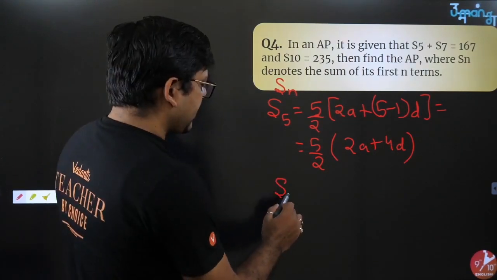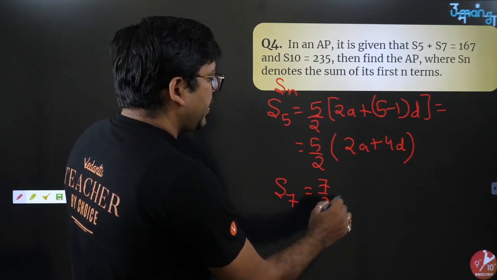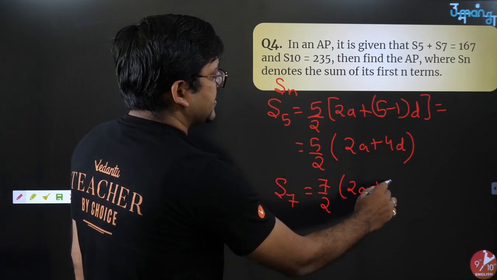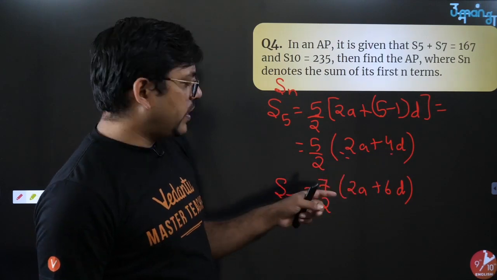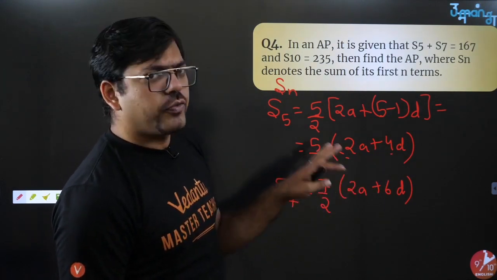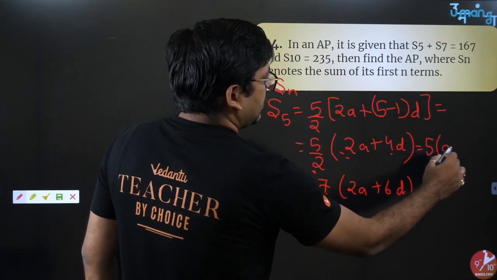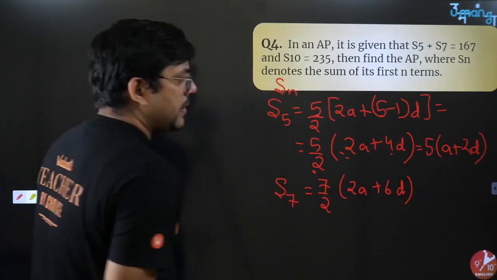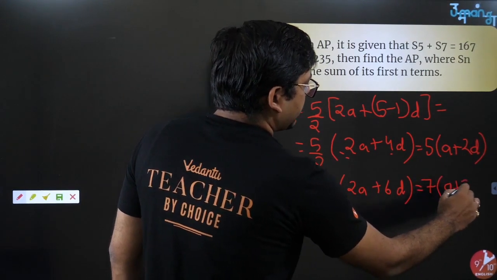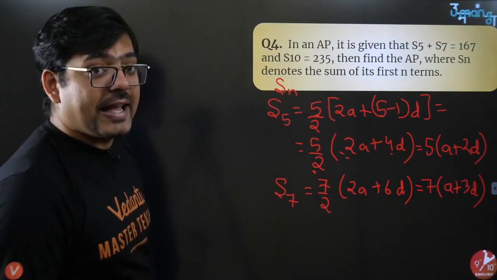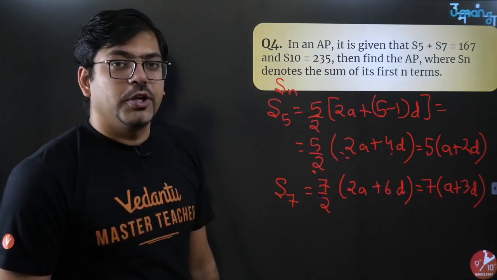Similarly, you can write S7 the same way. That is 7 by 2 into (2a plus (n minus 1)d), that is 6d. If you want, you can further simplify it. You can take 2 common, and that will be cancelled by this 2. So you'll write 5 times (a plus 2d), and similarly here, 7 times (a plus 3d). So we got S5 and S7. Their addition is given as 167, meaning if you add these two, you will get 167.